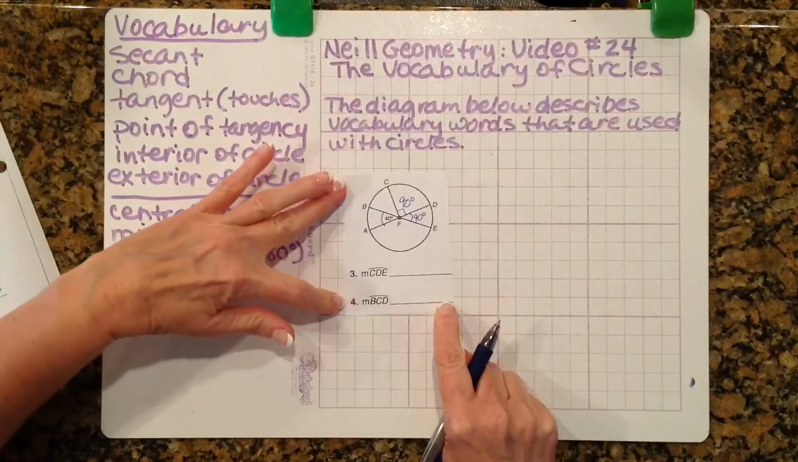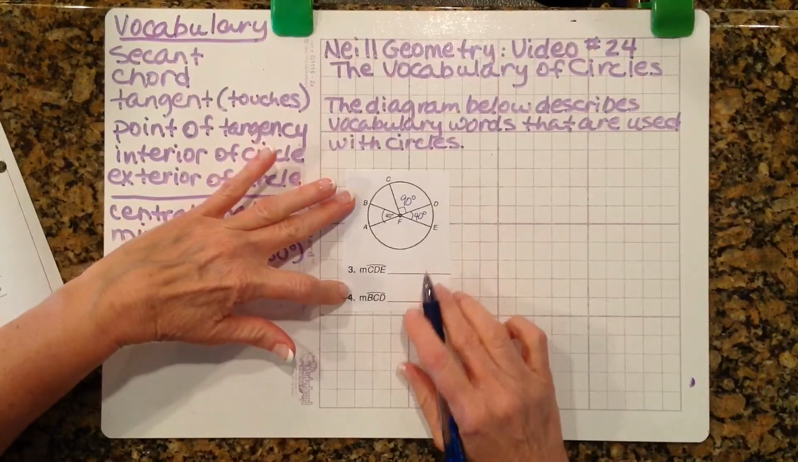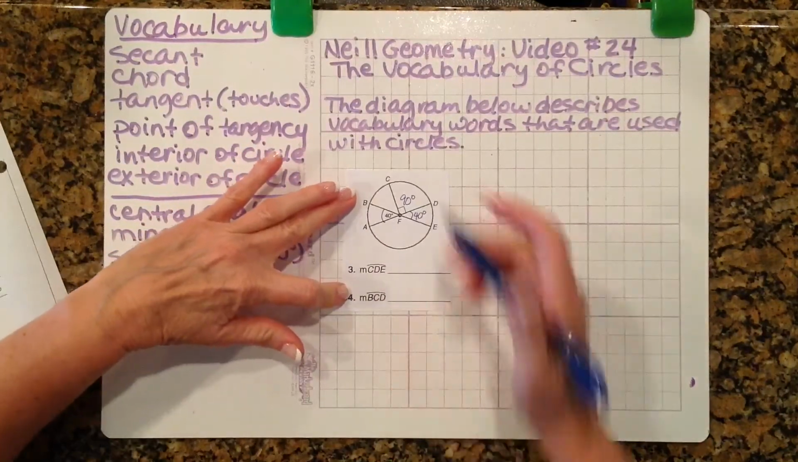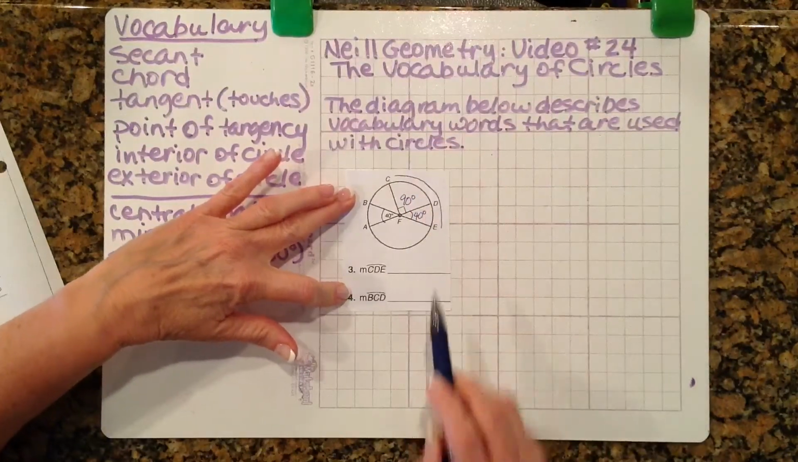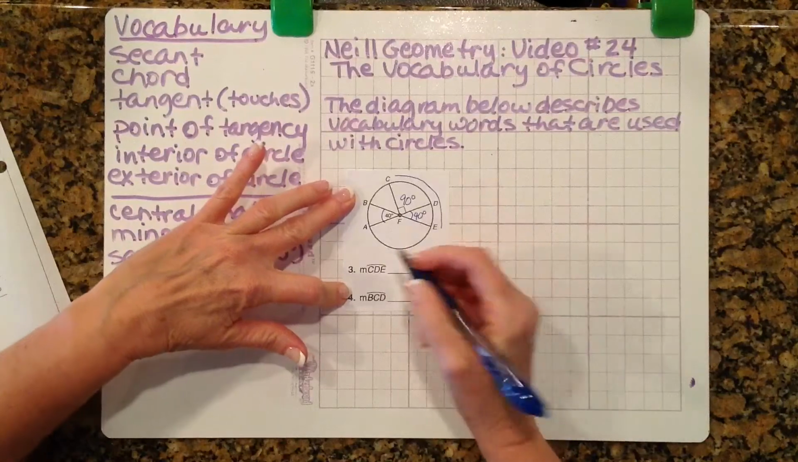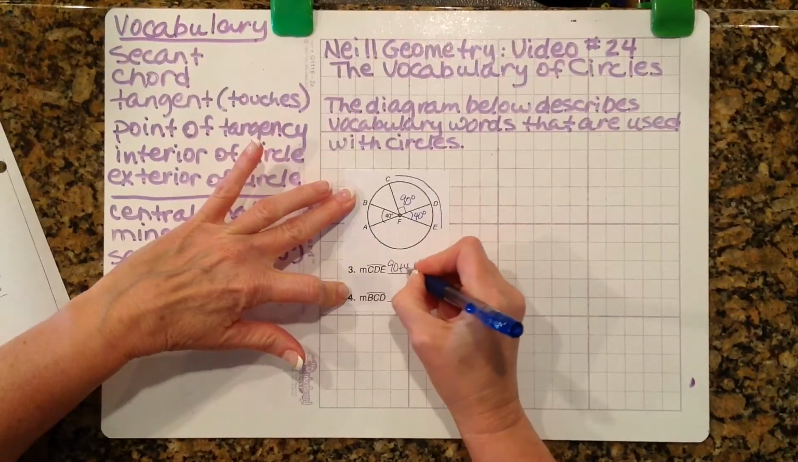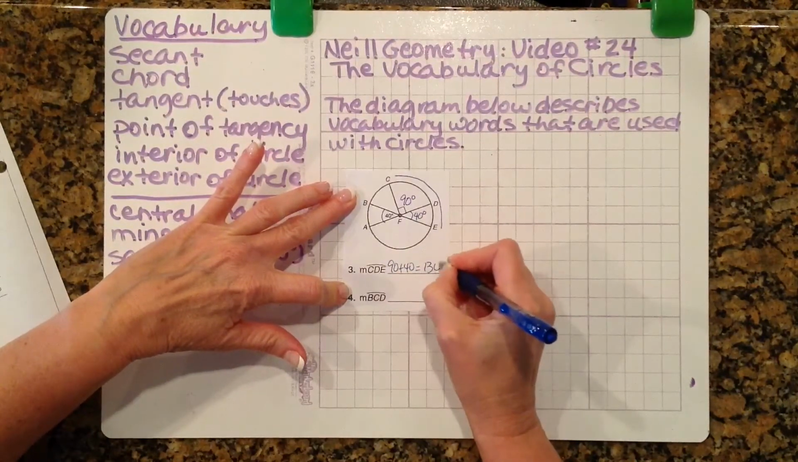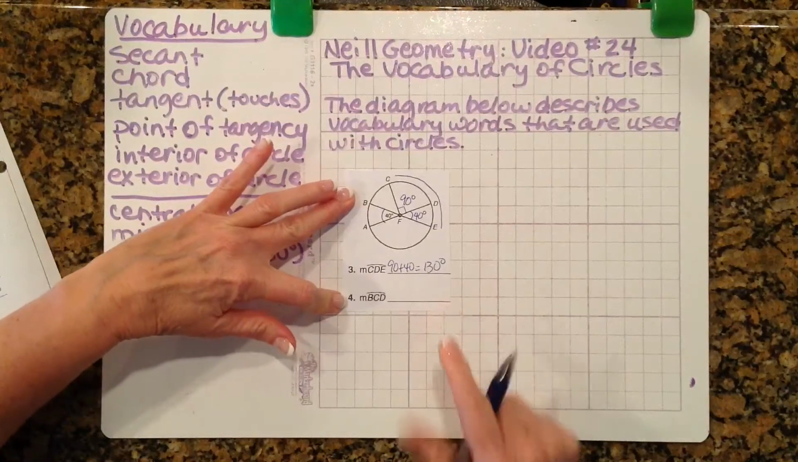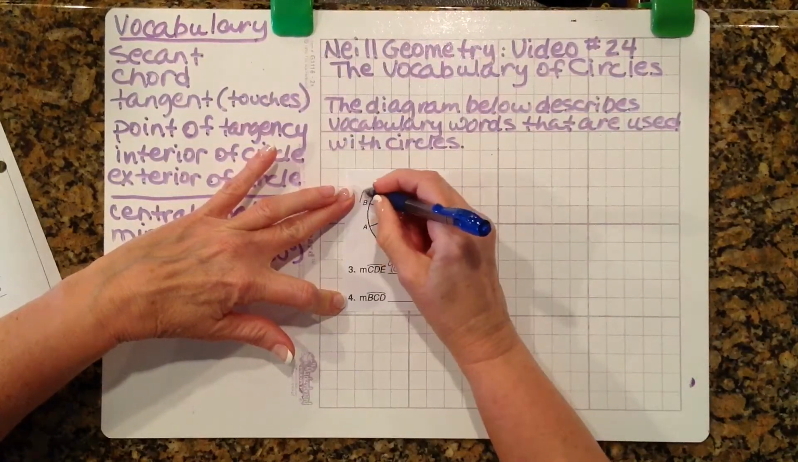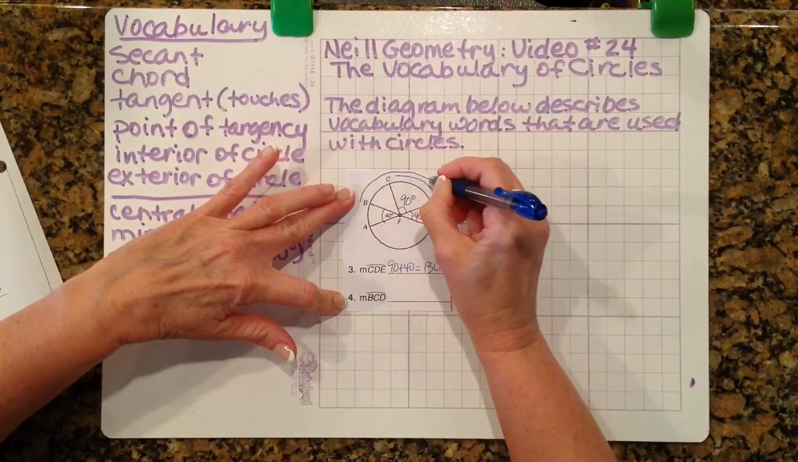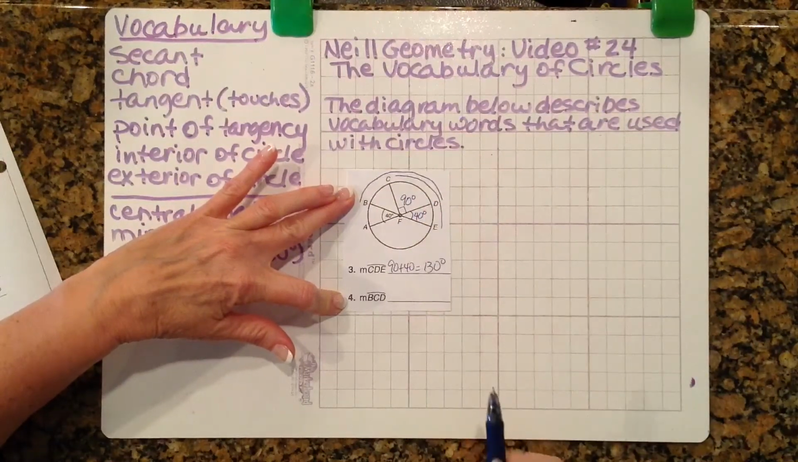Okay, so let's see. We want CDE. So we have got CDE. We want that arc right there. It's 90 plus 40, and that's 130 degrees. Okay, now let's look at BCD. Where is that? BCD. It's those right there.